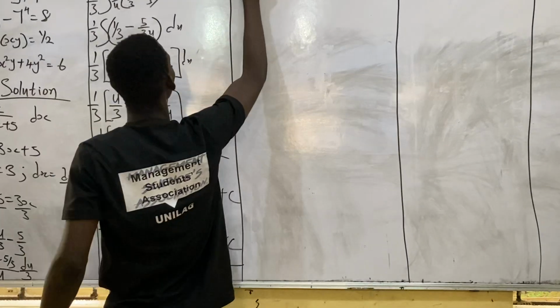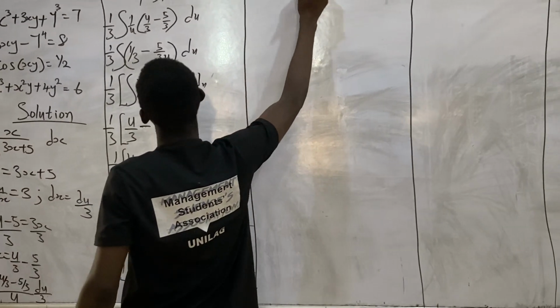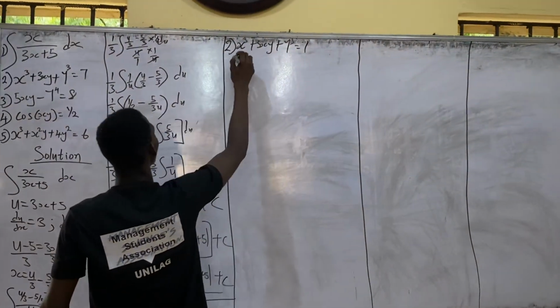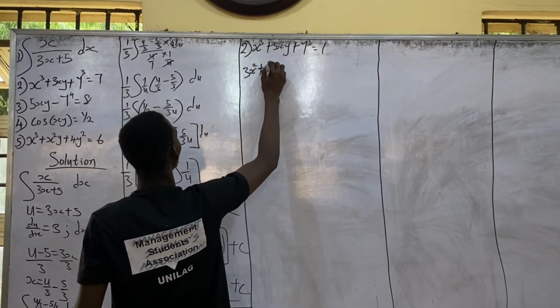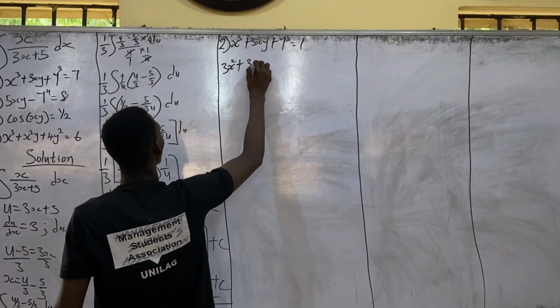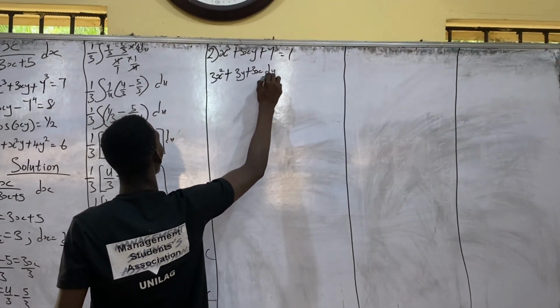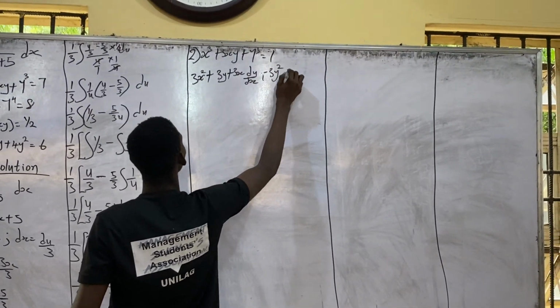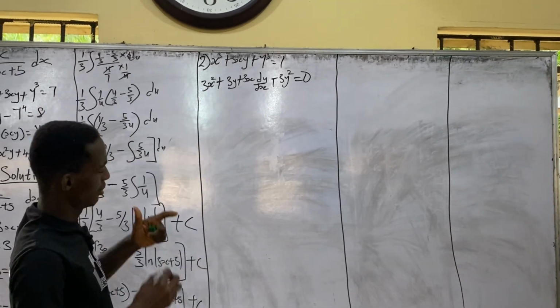So now number 2, this is our question: x to the power of 3 plus 3xy plus y to the power of 3 is equal to 7. If you differentiate this, it will give us 3x squared plus, now this will give us what? 3y plus 3x dy over dx plus 3y squared is equal to 0. Now, how did we get this?